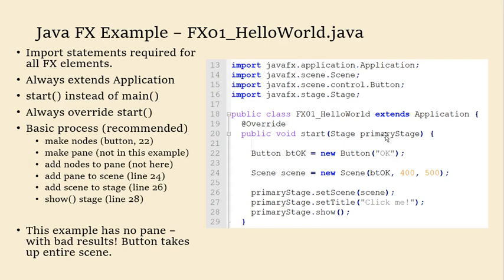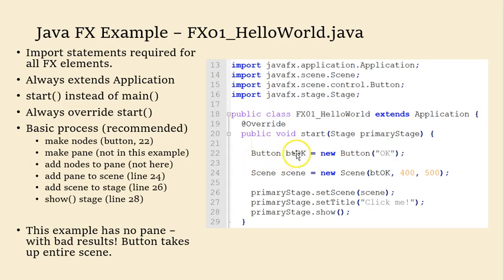And then you start creating things. What I do is I have a process where I make my nodes, then I make my pane and add it to the nodes. There's no pane in this example. Then I add the pane to the scene. Then I add the scene to the stage. I like to work from the smallest thing to the larger. If you find a process that works for you, by all means, use it.